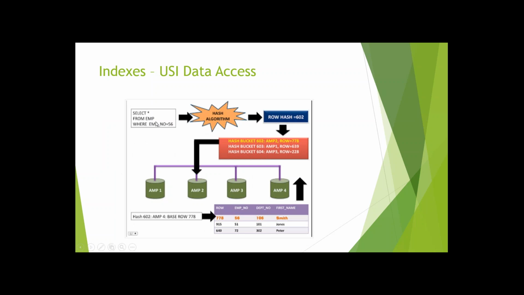Now what happens? You're going to write something like this. Employee number is equal to 56. It's going to row hash it. Once it's row hashed, you're going to find out that, okay, it's AMP number 2. It's going to go to AMP number 2. It's going to say that, okay, this AMP number 2's row ID is 778. And then I'm going to go to the row ID and retrieve all these values. Boom.